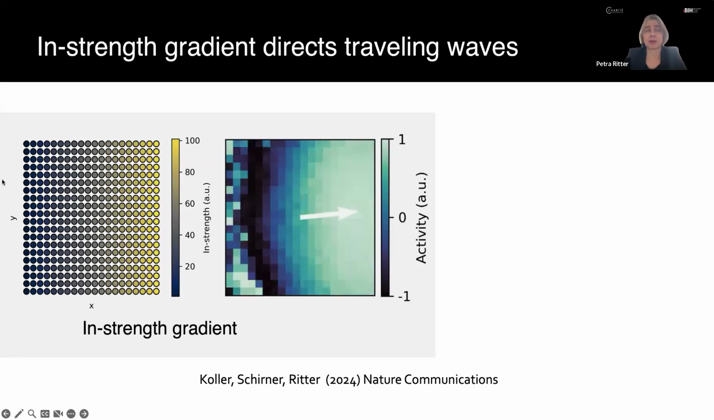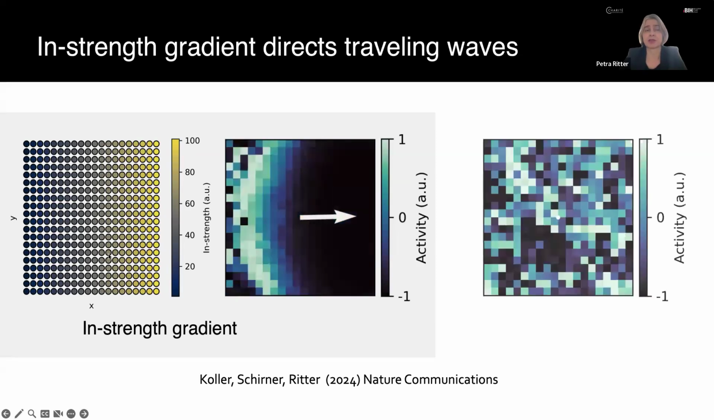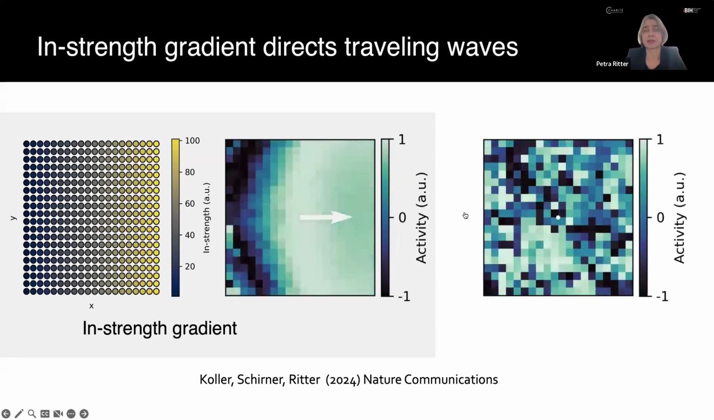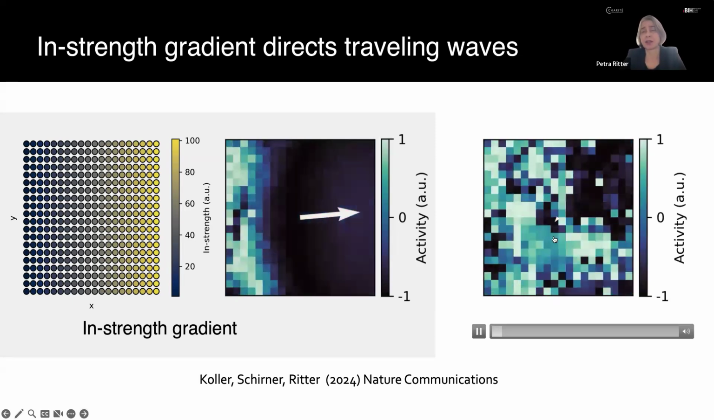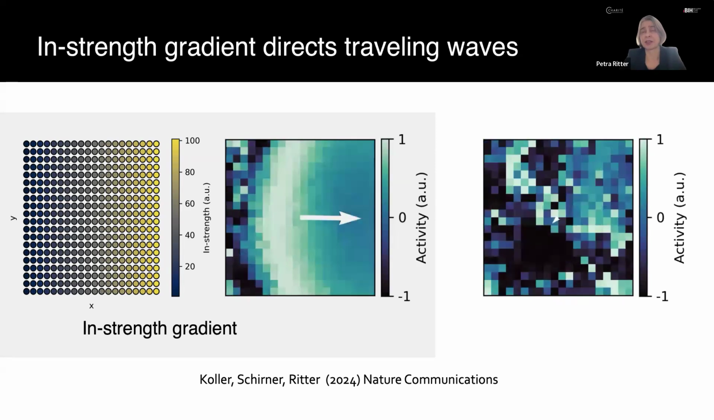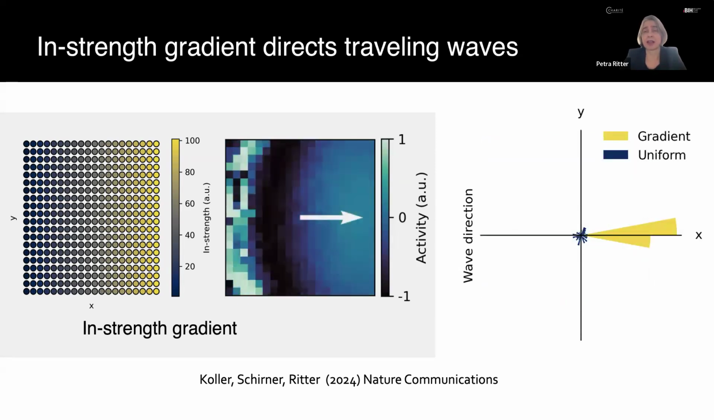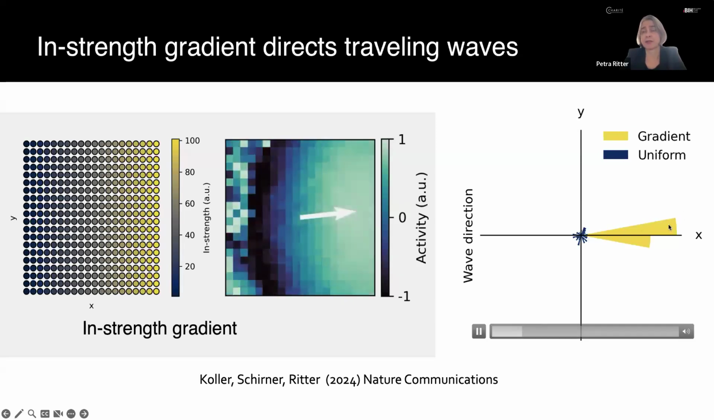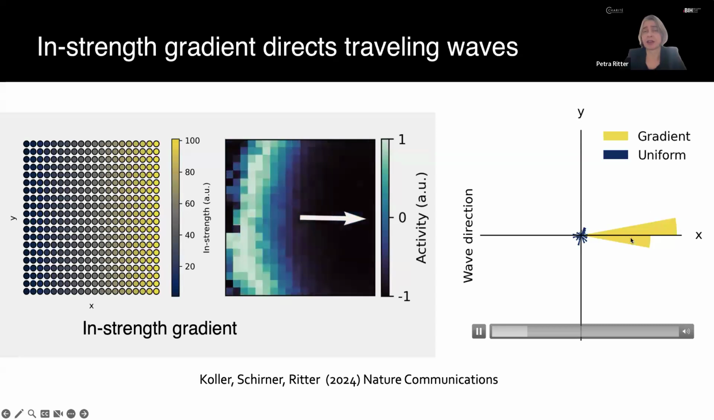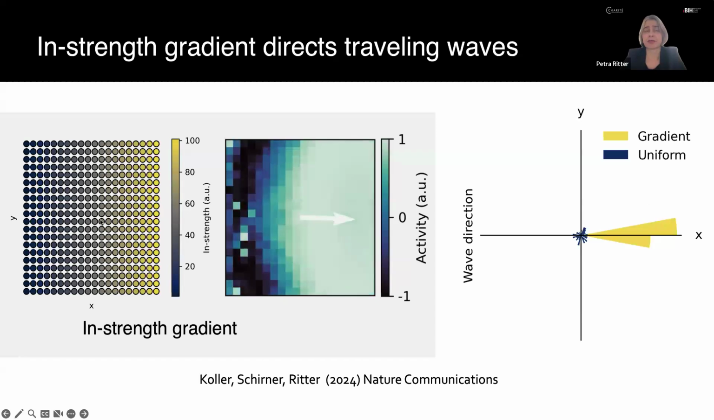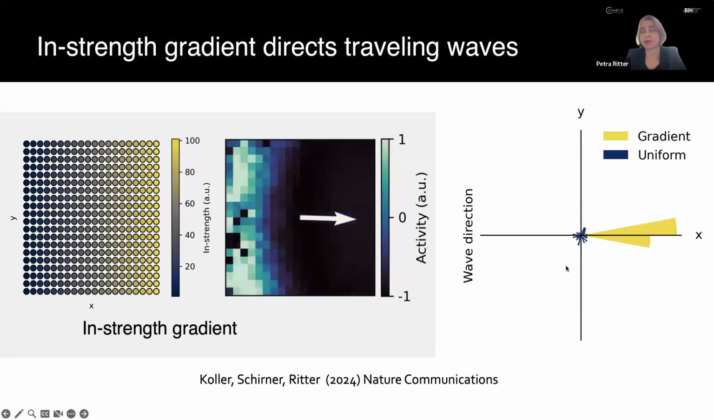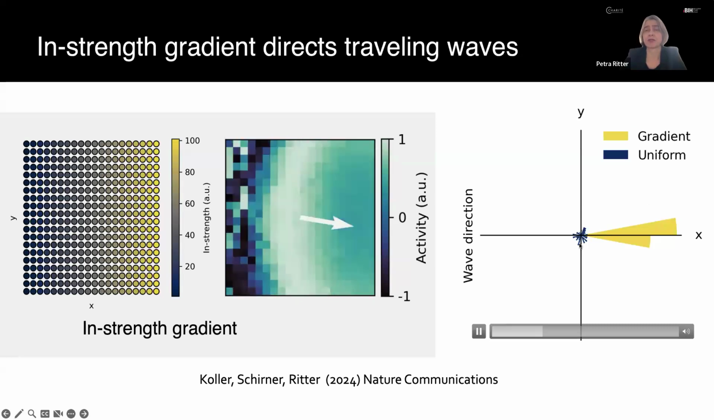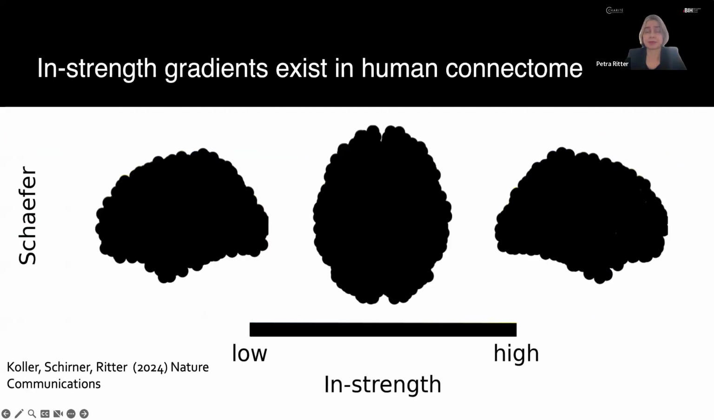If we now instead replace this in-strength gradient with uniform in-strengths, then we see there are also traveling waves, but they are going in all kinds of directions. They are not directed. And this can also be analyzed. We see that with the in-strength gradient, shown in yellow, we have a very clear directedness of the traveling waves. And if the in-strength gradient is removed and the in-strength is uniform, the traveling waves go in all kinds of directions.